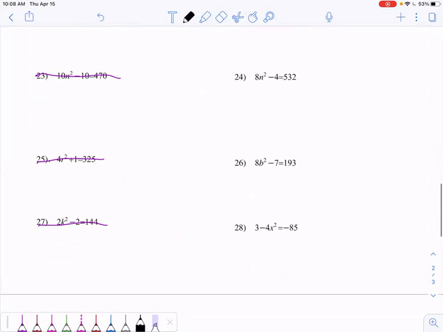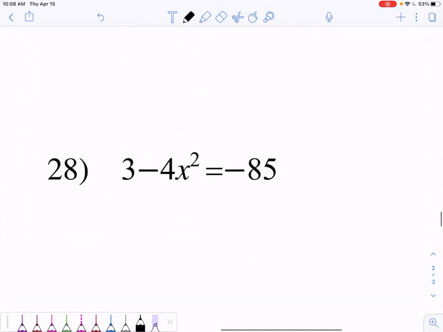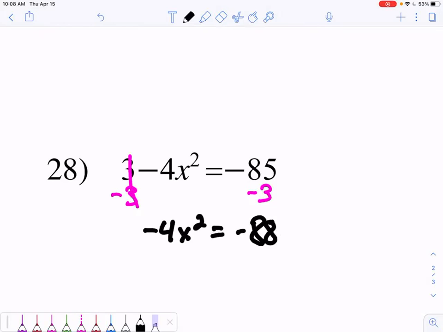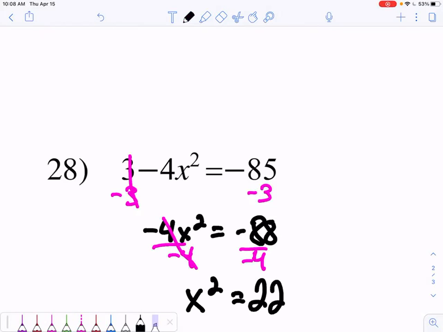Let's go to 28. It's a tough one because we don't have the n squared first. What's the first step we're going to do here? You got it. Subtract 3 from both sides. When we subtract 3, what's left? Negative 4x squared equals negative, you said 88. What's next step? Good. What does x squared equal? What's the next step?